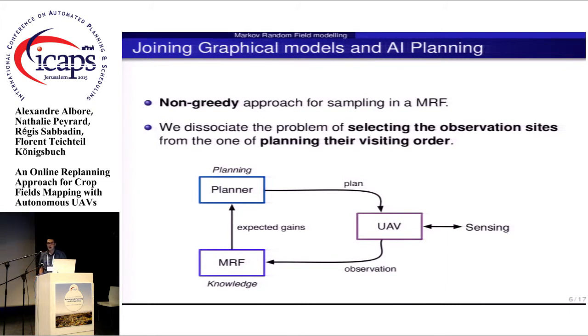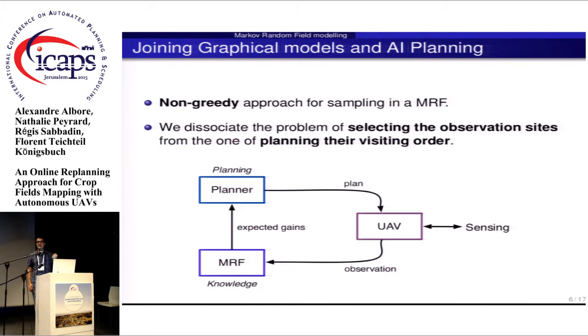So the simplest thing we found to solve this kind of problem is to separate on one side the task of selecting the sites where we are going to do the sampling, and on the other side, the planning of the sampling order. So here you can see that we have a closed loop in a typical interleaving planning and execution approach. We have our probability distribution of the spatial phenomena represented in the Markov random field.